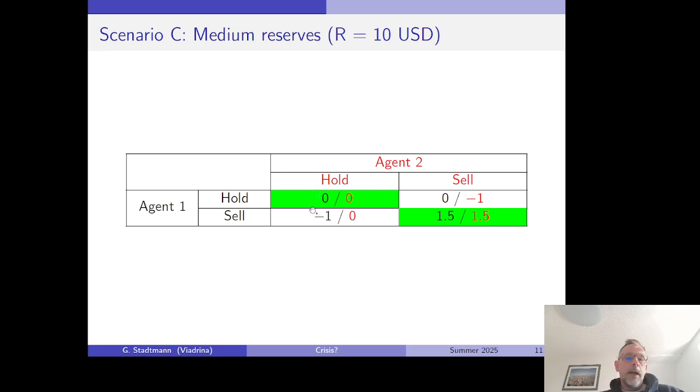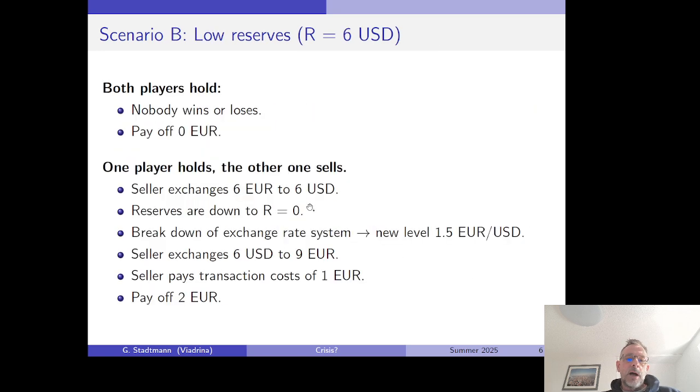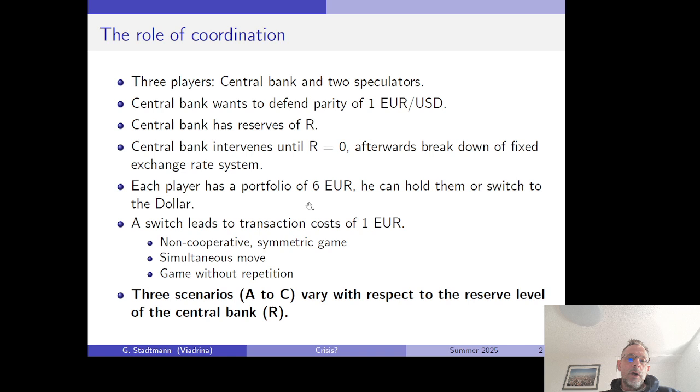I would like to go back and emphasize once more under which conditions we derived this result. So we said it's a non-cooperative game and it's a symmetric game. What does it mean, symmetric game? A symmetric game implies that the two players are the same, they have the same size. This is an important assumption.